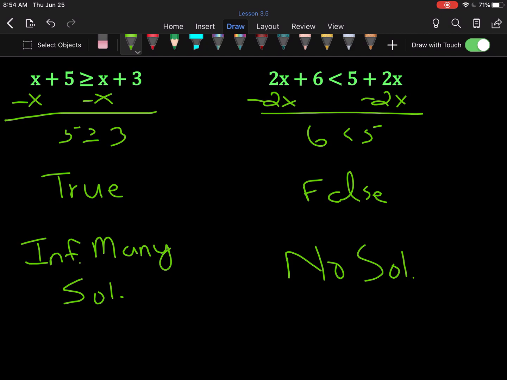So you've got to keep that in mind for this particular lesson. You will get some problems that are true statements and have infinitely many solutions. You will come across some problems where the variables cancel out. You get a false statement, and there's no solution.